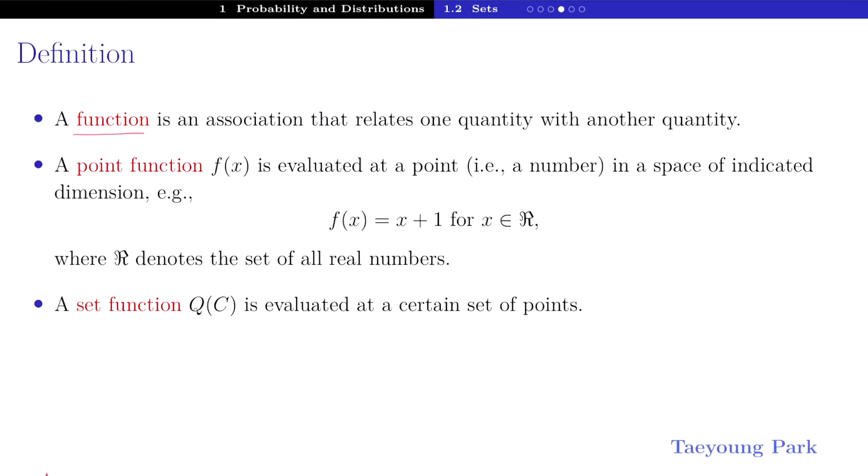A function is an association that relates one quantity with another quantity. A point function, f of x, takes a point as an input. For example, f of x is equal to x plus 1, where x is a real number. So f of 3 becomes 3 plus 1, which is equal to 4. So this is the input, this is the output. A set function, q of C, takes a set of points as an input.